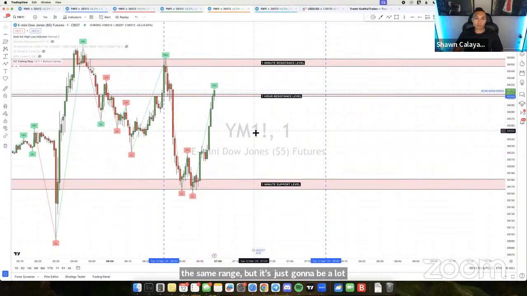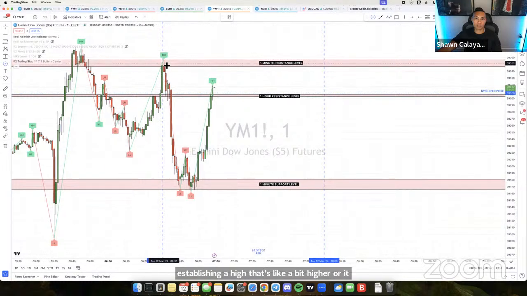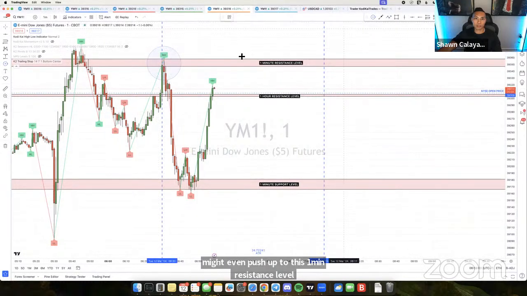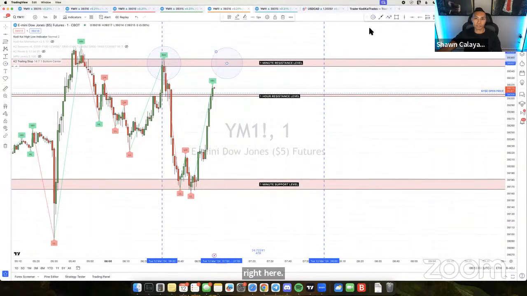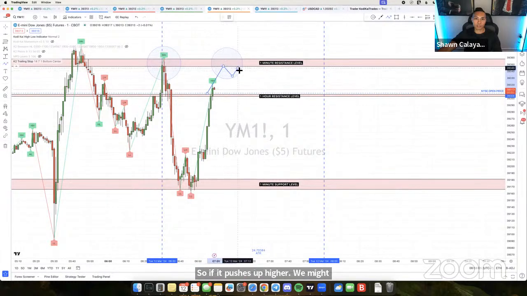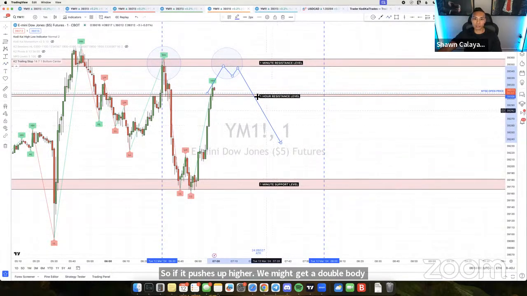So it's not a small consolidation, like yesterday's trade where price was consolidating. Here price is establishing a high that's a bit higher. Or it might even push up to this 1 minute resistance level right here. So if it pushes up higher, we might get a double body rejection right here or a double top, and then it can come back down.